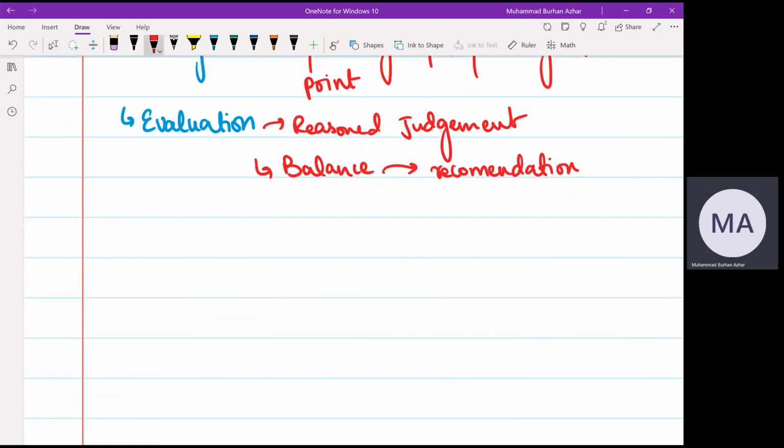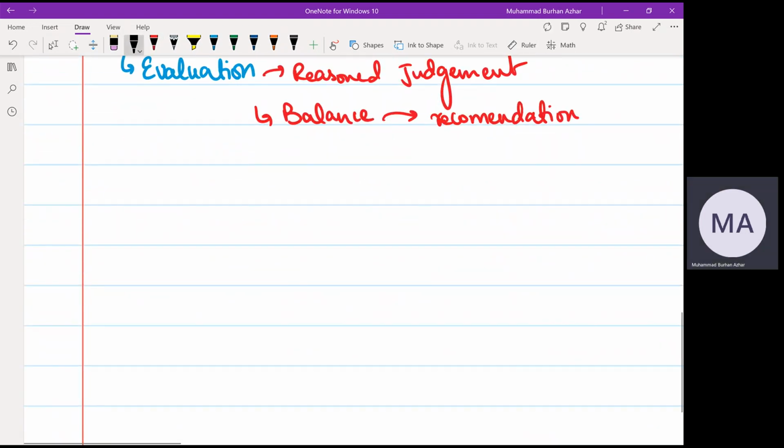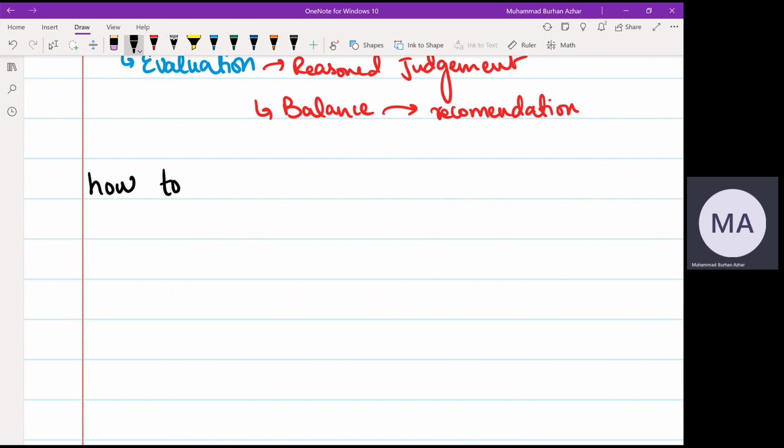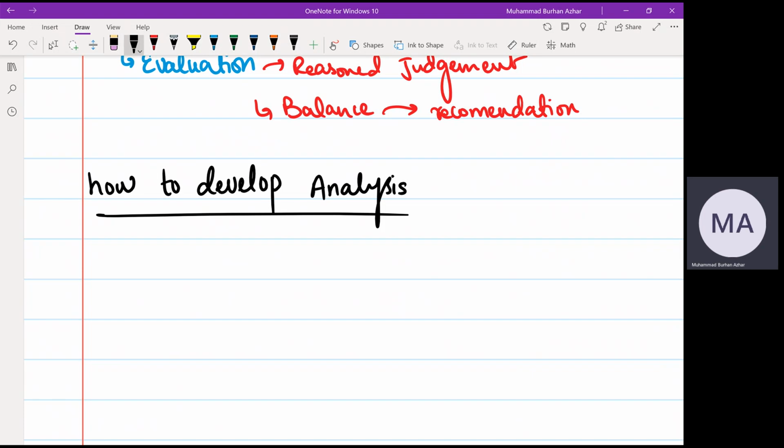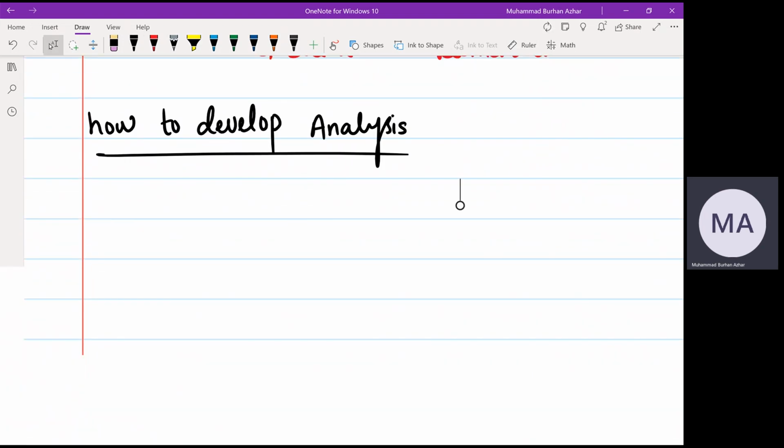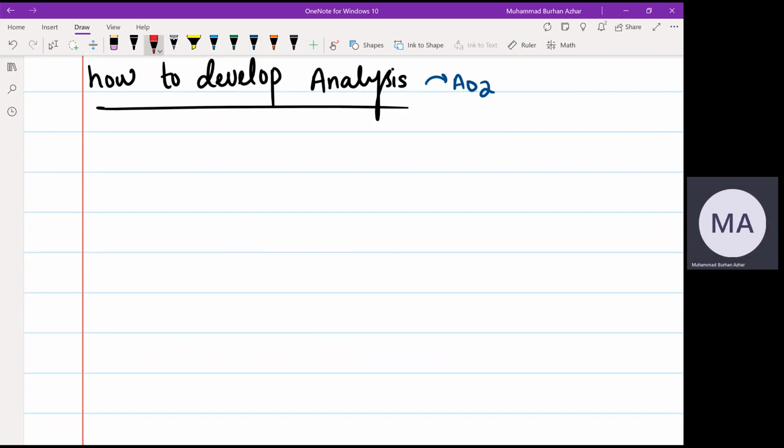Another thing that you should keep in mind is how to develop analysis. This is very important, or it is more important in your paper 2 than in your paper 1. But in paper 1 जो आपका D or E part का question होता है, analysis is important in that. So analysis, as we talked about, is assessment objective 3 in your exams. Let's talk about it. So there is what we call an incomplete, broken chain of analysis.